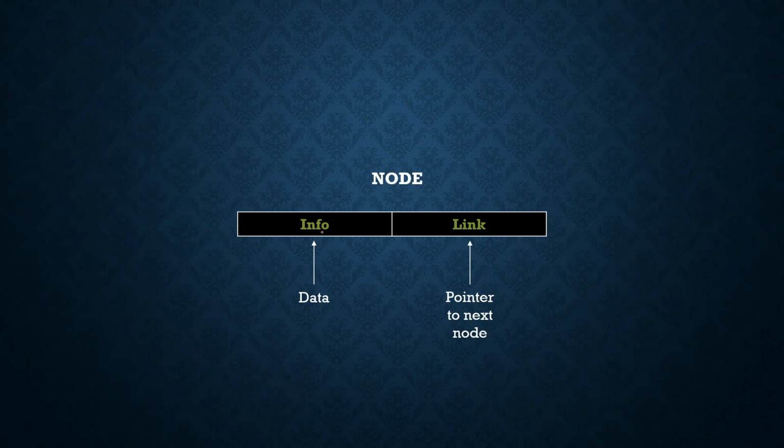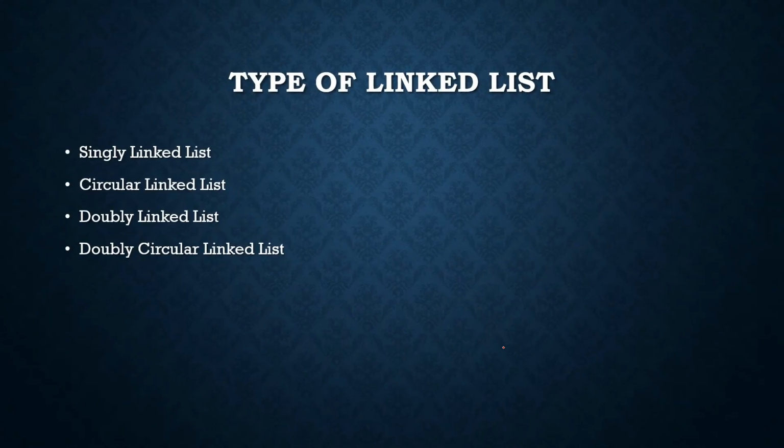Here you can see this is the node. In the node, this part has the information and this part has the link. This is called the data and this is called the pointer to the next node. Here are the types of linked list: singly linked list, circular linked list, doubly linked list, and doubly circular linked list. We'll learn about them deeply in the next part.